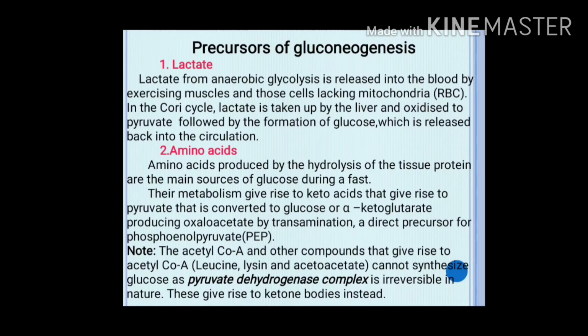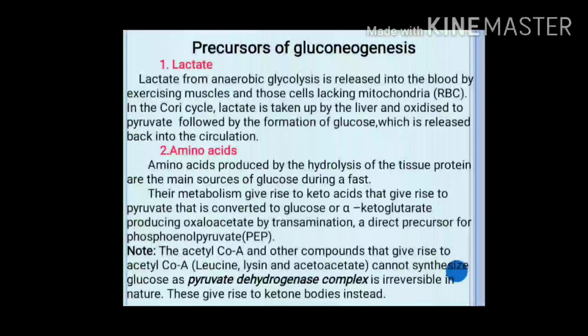So pyruvate gives rise to lactate in anaerobic glycolysis by lactate dehydrogenase, which is released into the blood. This lactate is taken up by the liver and converted into pyruvate in the Cori cycle. Now next is the amino acids. We know amino acids are formed from the degradation of proteins.